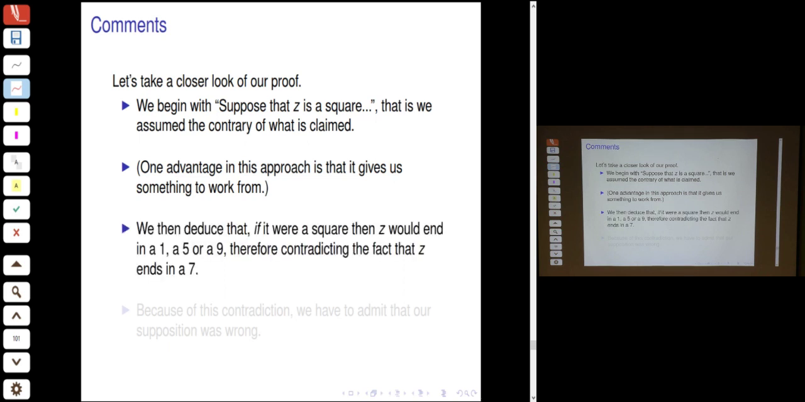So we then deduce that if this is a square, then you get some funny contradiction, right? Because of this contradiction, we have to admit our supposition was wrong. In other words, assuming z is a square was wrong. So z is not a square. This is an example of proof by contradiction. Next week we are going to see more examples of proof by contradiction. Okay.